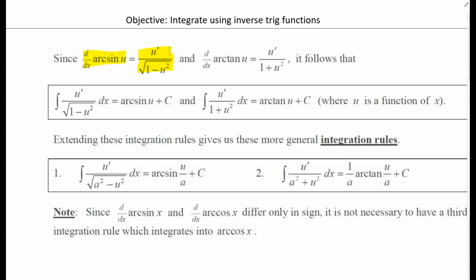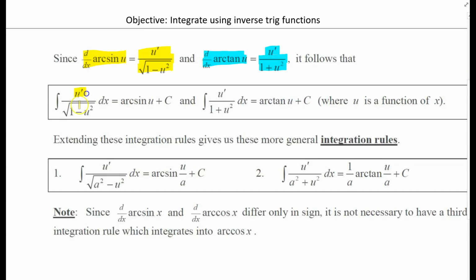So we can move that into the numerator, as well as our arctan form. The derivative of arctan is 1 over 1 plus u squared times the derivative of u, which is u prime. So that's why you see u prime in the numerator. It makes sense that the reverse of these would be our integration rules.